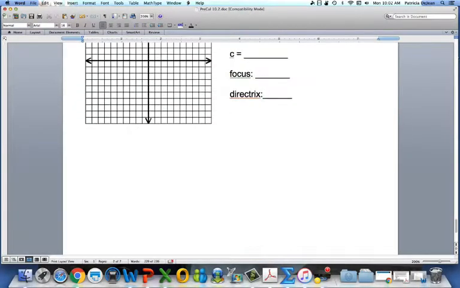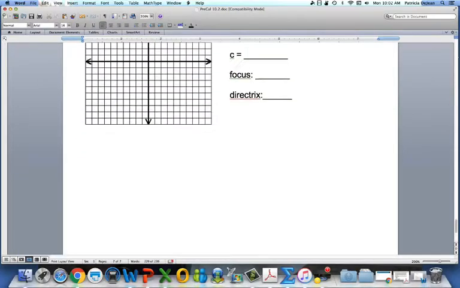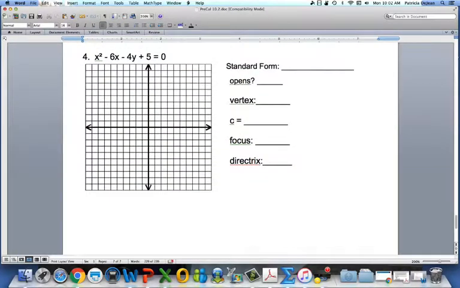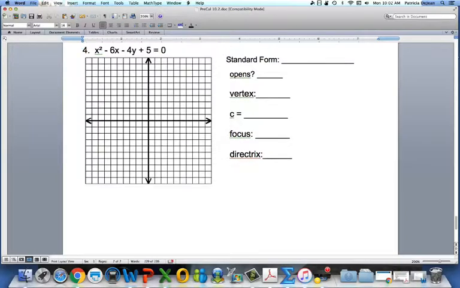And the last example for this homework, and then we'll go back to the PowerPoint and look at some of the application problems. This is x squared, so in this case, it's going to be up or down. So we're going to have x squared minus 6x plus blank equals positive 4y minus 5.